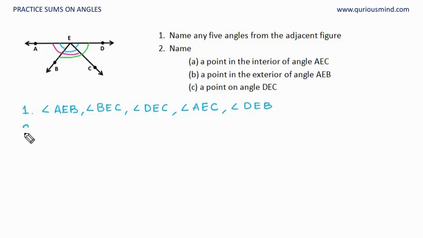Now let's do the second one. A point in the interior of angle AEC. So AEC, interior of angle AEC, I can see this point B. So the answer is point B.